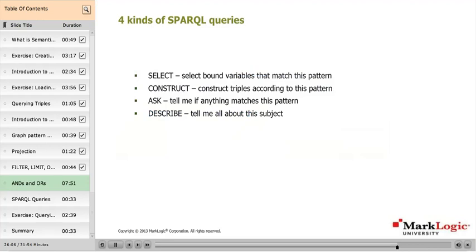The four types of SPARQL queries are Select, which returns a result set based upon matching query patterns; Construct, that returns triples according to the specified pattern; Ask, which returns a yes or no response to the specified pattern; and Describe, which extracts an RDF graph describing a list of resources or variables being sent. Describe is useful when there is not enough information known to query about a resource.